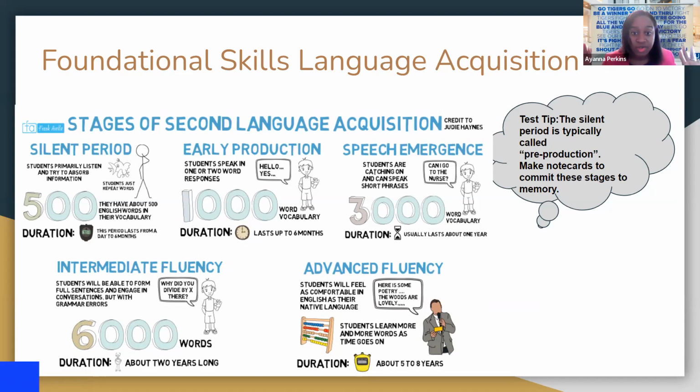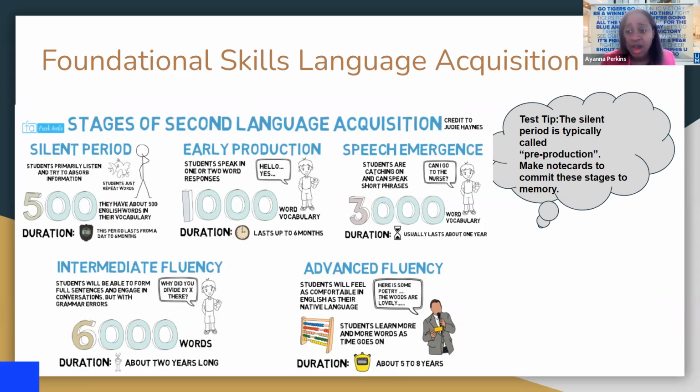So it's important to just think in general about these stages, because they are pretty straightforward, but what students are able to do in each of these stages will make you need to prepare in the classroom more so for how to assess them, because you want to make sure in the classroom that you're actually assessing them on what you're teaching and not on how well they can speak the language at that time.